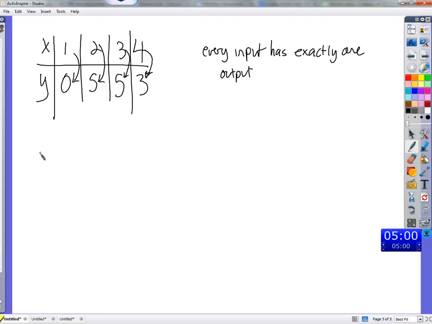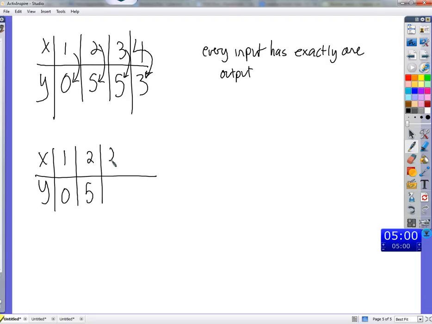So the way that I looked at for a table is we say 1 goes to 0, and 2 goes to 5, and 2 also goes to 6, and 3 goes to 5, and 4 goes to 3. Well, now 2 goes to 5, but it also goes to 6, so it has two outputs, and that's not a function. Okay, it's not bad, and it's not useless, it just isn't a function by the definition of a function.